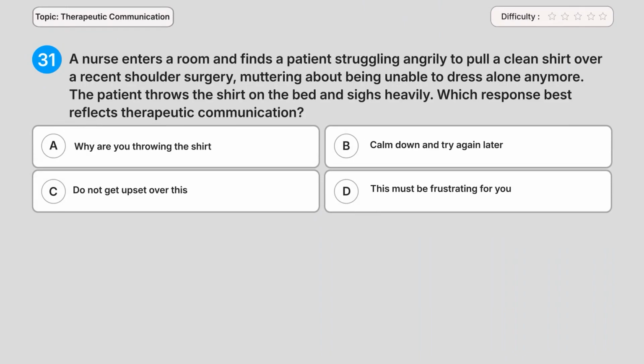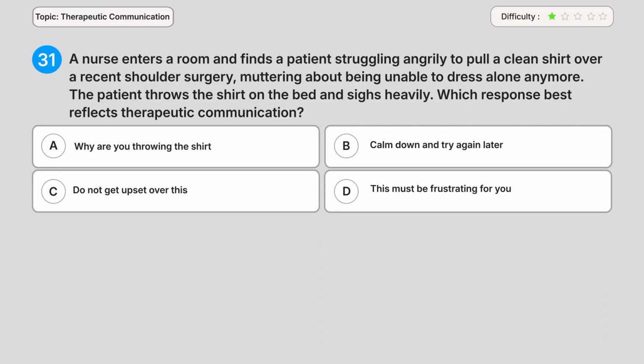Question 31. A nurse enters a room and finds a patient struggling angrily to pull a clean shirt over a recent shoulder surgery, muttering about being unable to dress alone anymore. The patient throws the shirt on the bed and sighs heavily. Which response best reflects therapeutic communication?